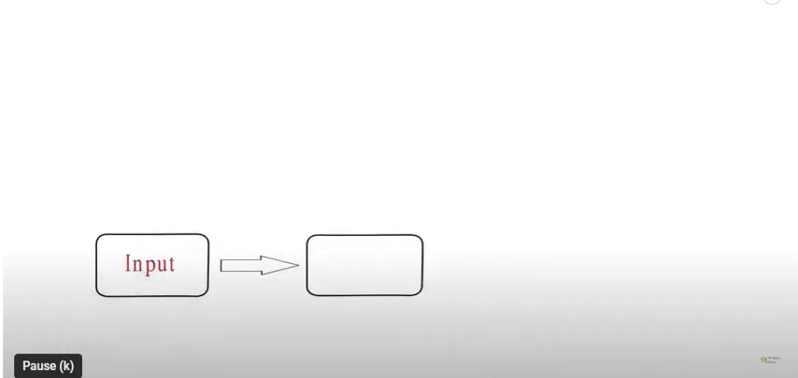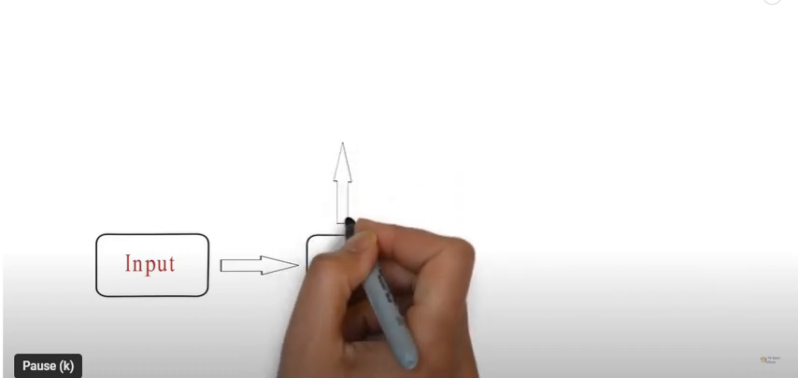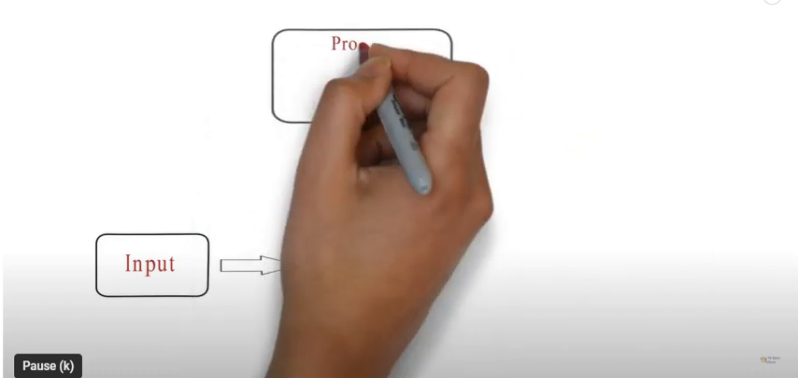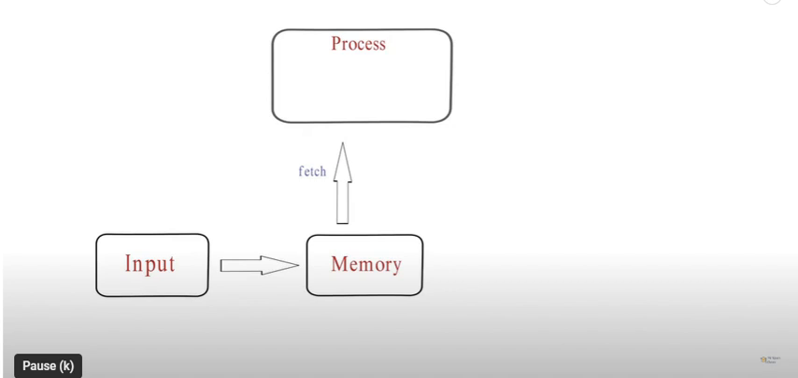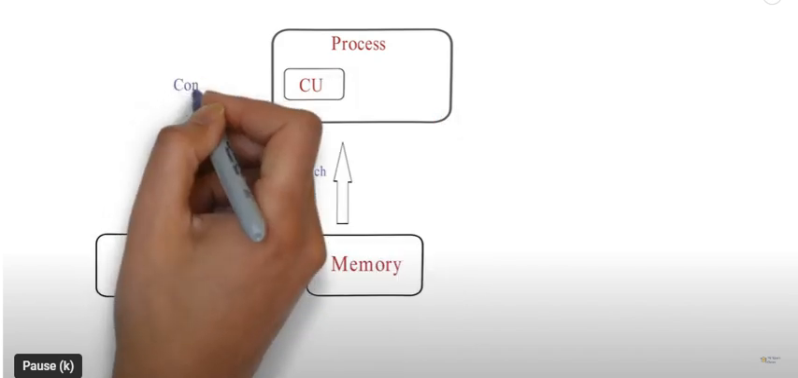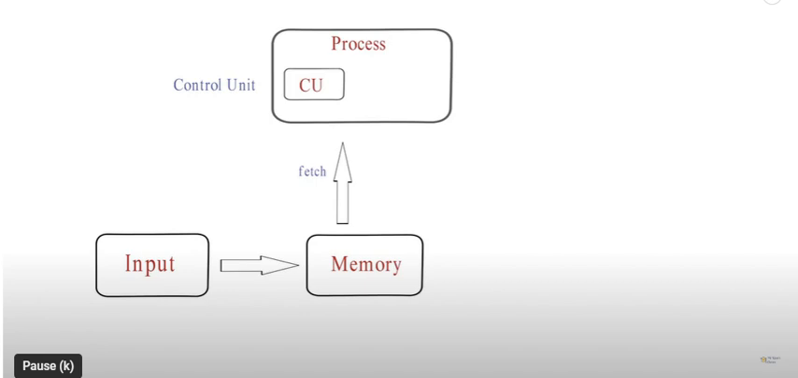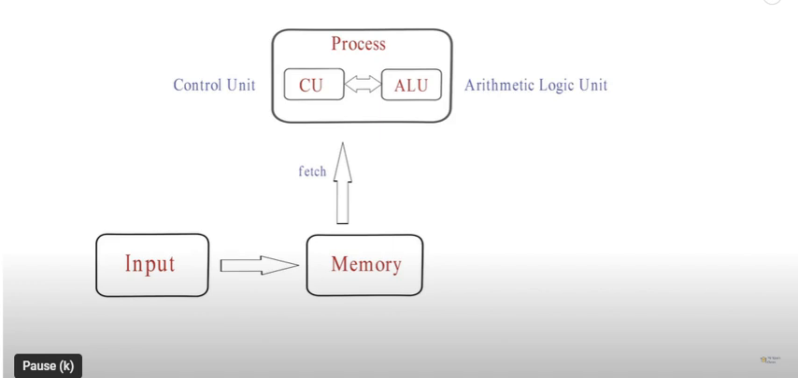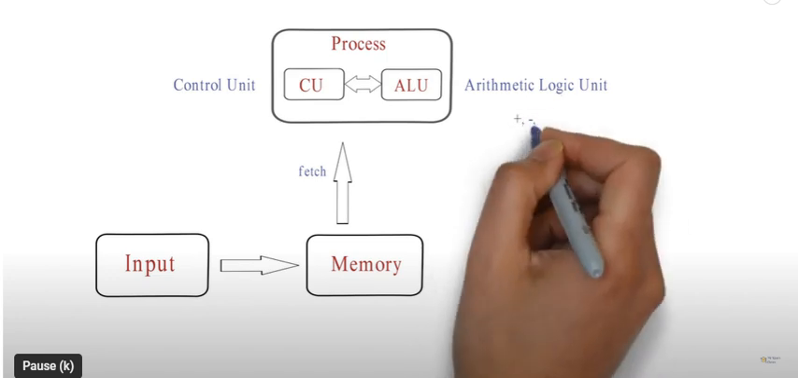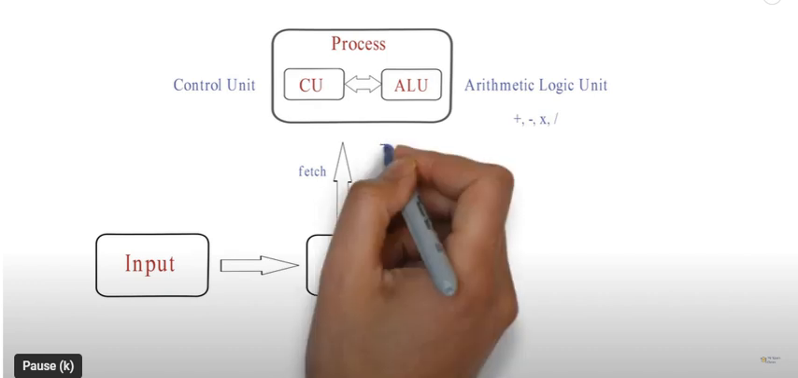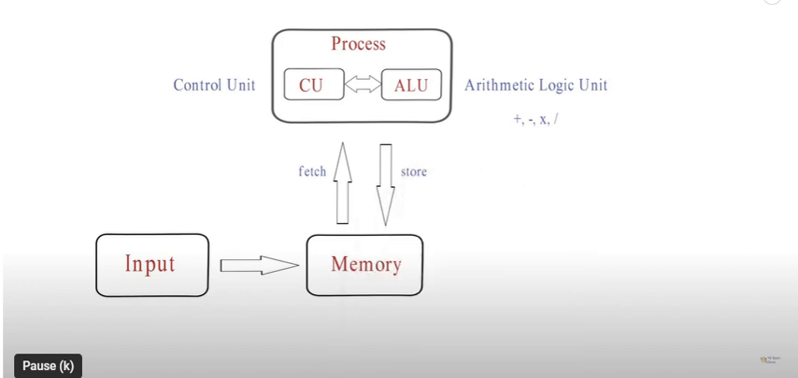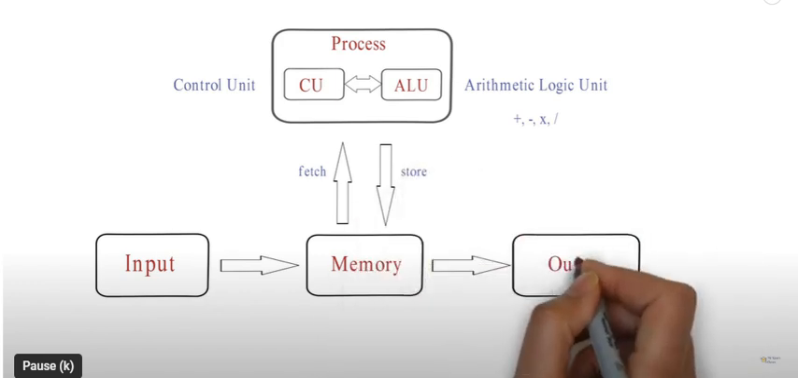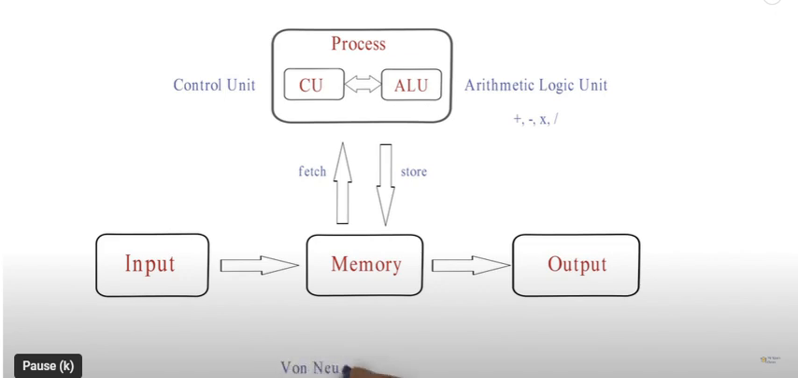The input is stored in memory, and the input becomes a command, ready to process. The processor fetches the command from the memory. Actually, there are two parts in the processor: the control unit and the arithmetic and logic unit. The role of the CU is to manage the commands and input-output commands, and the ALU works on the mathematical functions. After processing is complete, the control unit stores the result in the memory and displays the output. So this is the working of the von Neumann architecture.